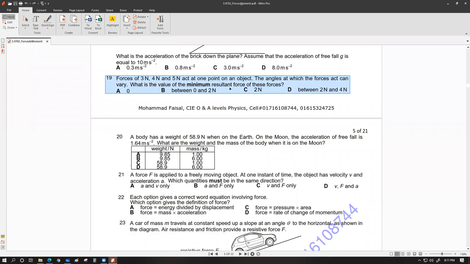I mean, it can be like one of these three forces, or a force out of this, I mean, the question, sir. The resultant? Yes, sir. Are you asking for the minimum resultant or the maximum resultant?